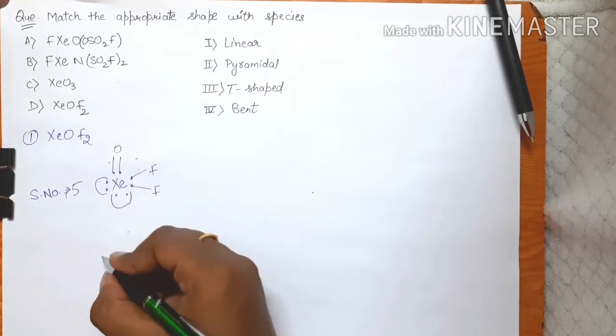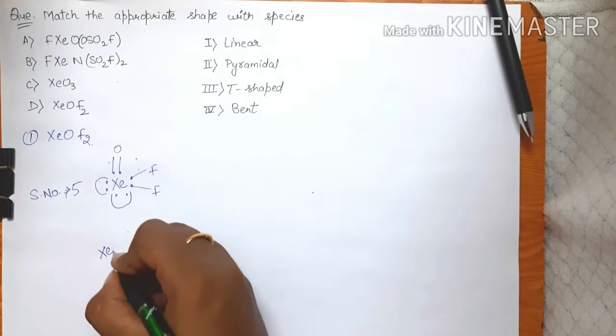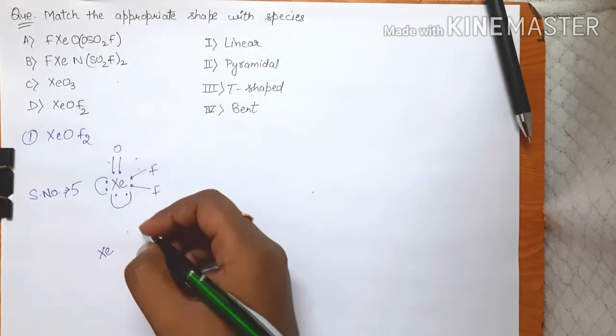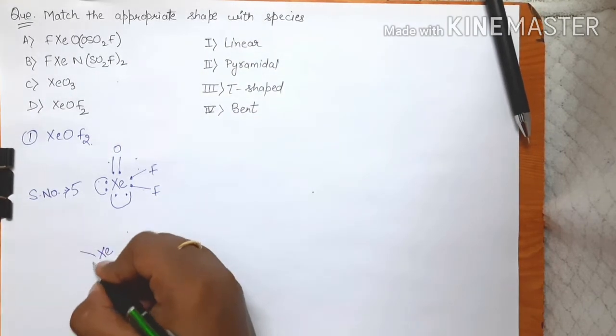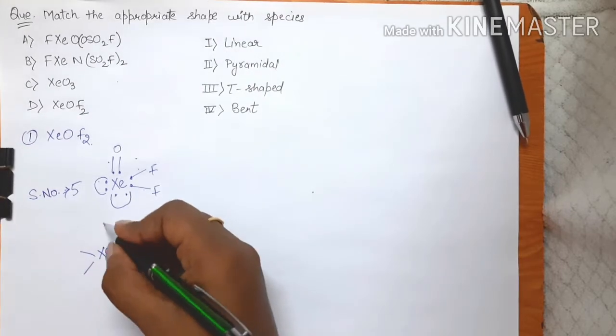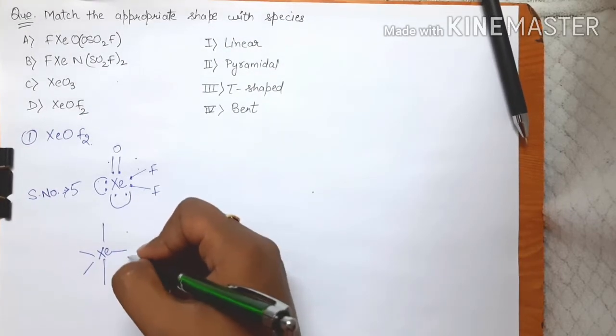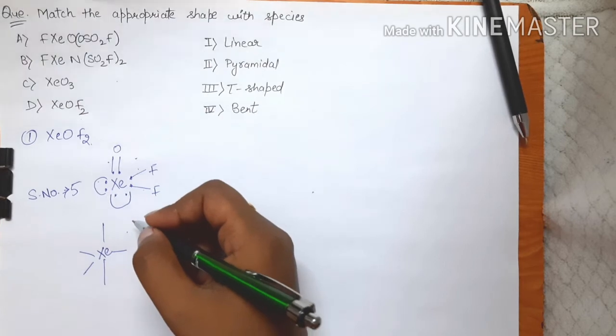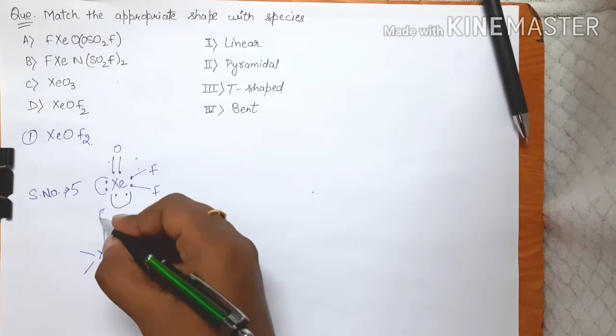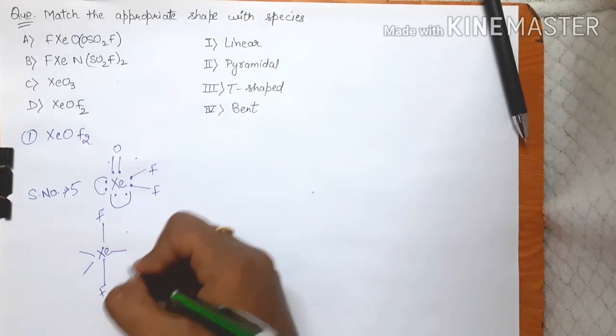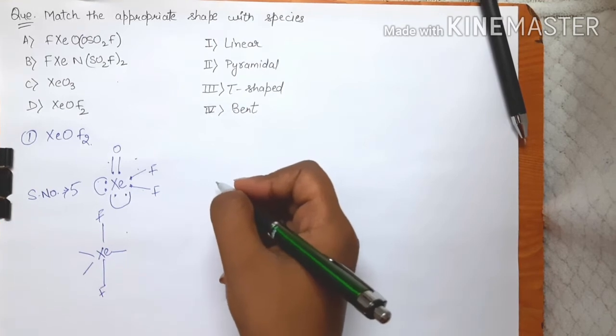For steric number 5, if we have to find out the geometry, then what we'll be doing, 3 bonds in the plane, 1 above and 1 below the plane. Now fluorines are electronegative in nature, so they are going to occupy these 2 positions according to Bent's rule.